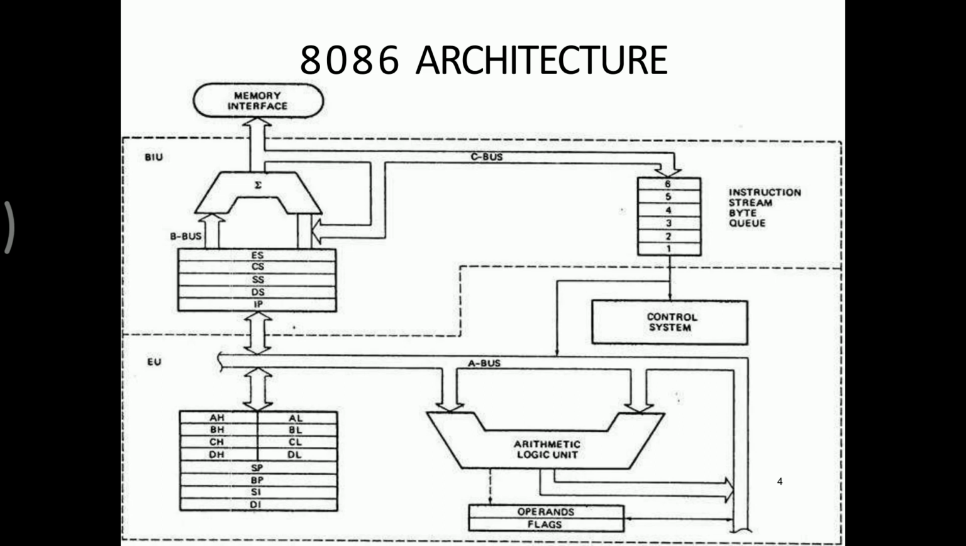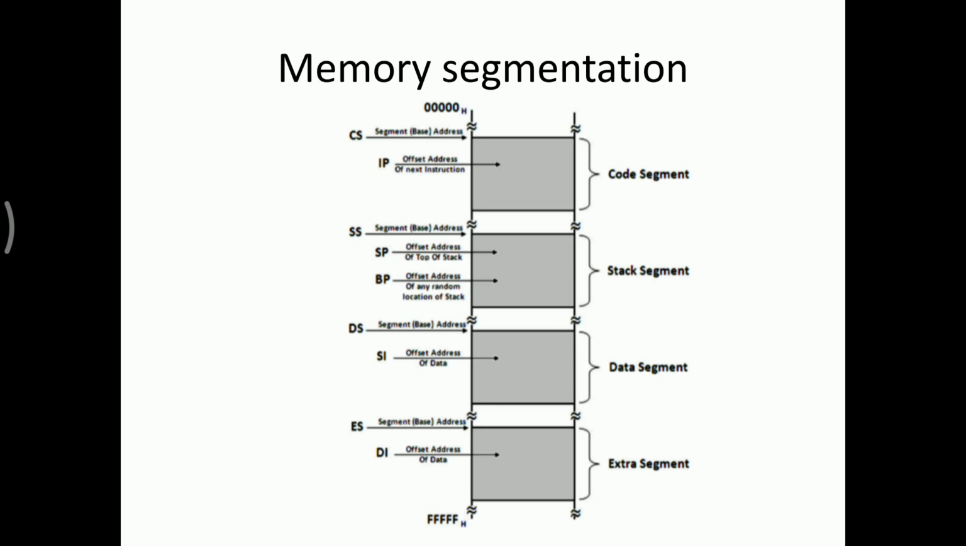Now, before studying the architecture, we have to know about the memory. Here we are going to study memory segmentation. So this is a memory. Assume we have taken 1 MB of memory. It is segmented into 4 types: code segment, stack segment, data segment, and extra segment. The code segment has the program, the stack segment has the stack, the data segment holds the data of the operations, and finally the extra segment.